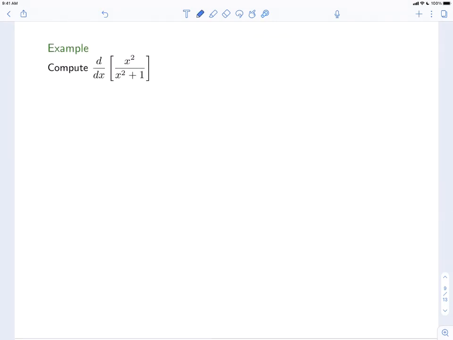Let's compute the derivative with respect to x of this quotient, x squared divided by x squared plus 1. So the derivative with respect to x of x squared over x squared plus 1 is equal to, well, it's the derivative of the top times the bottom minus the top times the derivative of the bottom divided by the bottom squared.